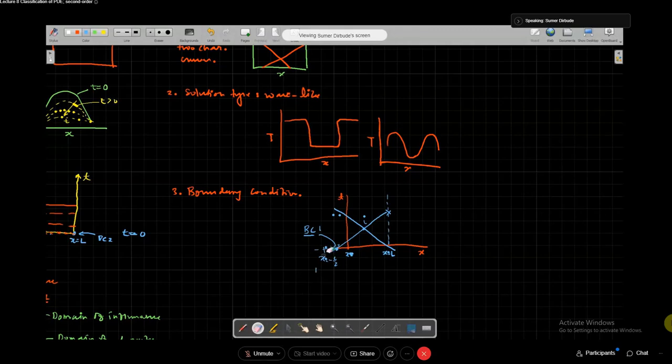And let me draw, say that this is the only L by 2 point, some minus L by 4, say. So boundary condition 1, and this will be boundary condition 2, because you have del 2 T del x2. So we need two boundary conditions, two time boundary conditions.